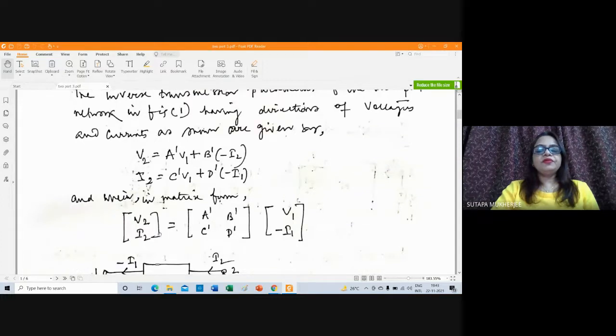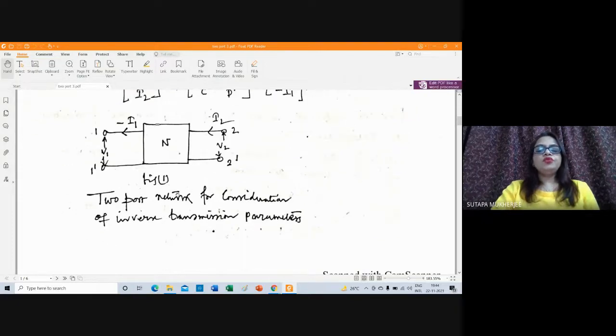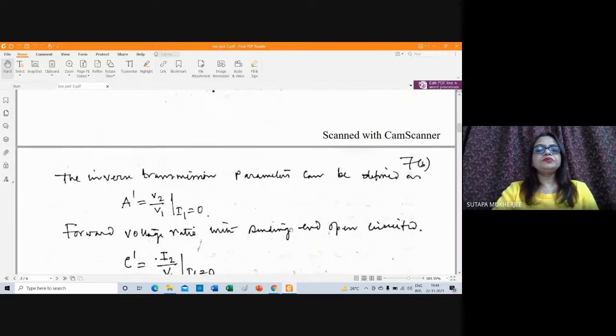So in matrix form, V2, I2 equals the matrix A dash, B dash, C dash, D dash times V1 and minus I1. Now this is the network representation, V1, V2. This is minus I1. I1 is in this direction, because it is minus I1, the direction will be opposite of that. And this is I2, that is the receiving end. That is the two-port network for consideration of inverse transmission parameters.